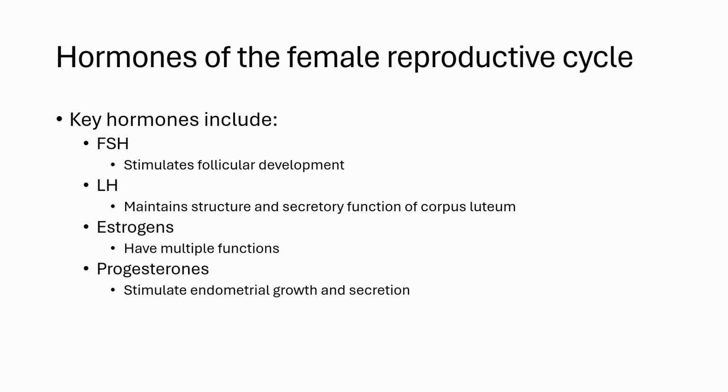in order to produce that progesterone. Estrogens have multiple functions, and progesterone, if you just take that word progestation, it's going to stimulate endometrial growth and secretions, which are going to make the endometrium ready for the egg to implant if it has been fertilized.